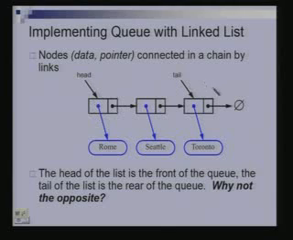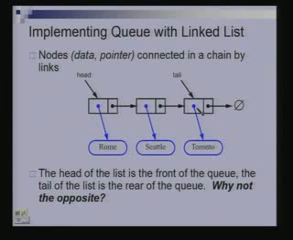Now, if I am going to use a linked list to implement a queue, the question is whether this should be the front of my queue or this should be the front of my queue. Which should be the front of my queue? The head of the list has to be the front of the queue. The tail of this list cannot be the front of the queue.